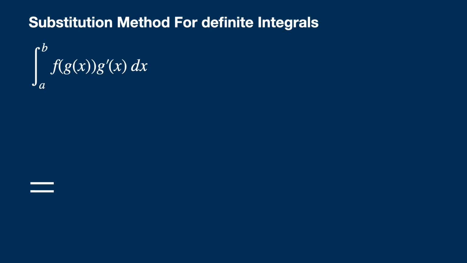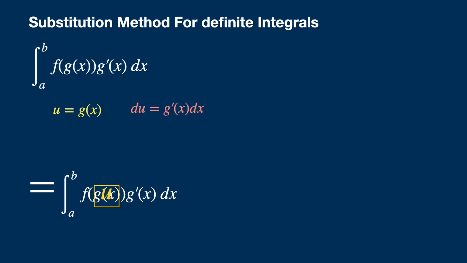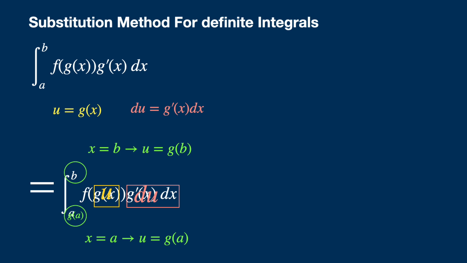When you see this one, first, the inside function is going to be u equals g of x. You find du, that's going to be g prime of x dx. Next, you change the limits. For the lower limit, x equals a becomes g of a. For the upper limit, x equals b becomes g of b.